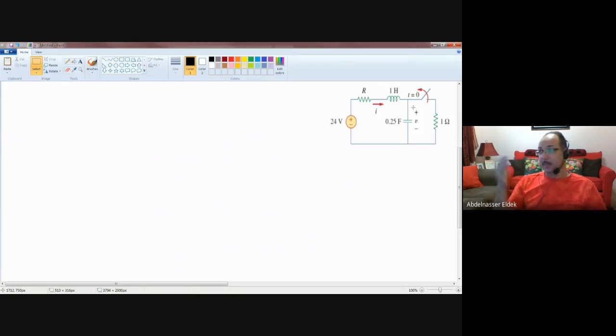It is clear that according to this circuit, the switch was connected, and then you disconnected it. So let us draw the circuit here. The switch was connected. So this is how the circuit looked. This one was connected like this. Also, the inductor is short circuit here.